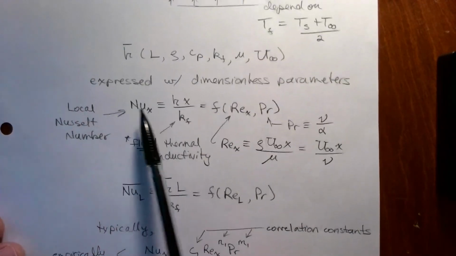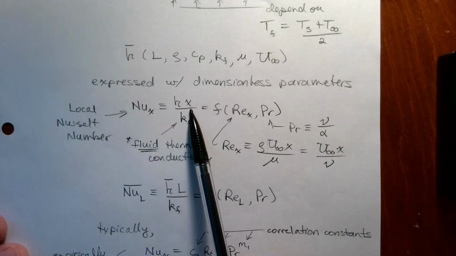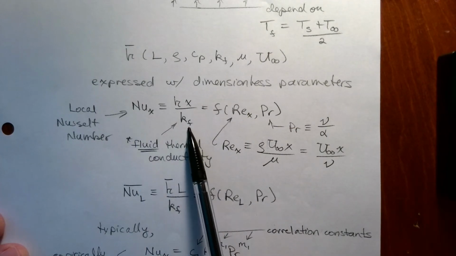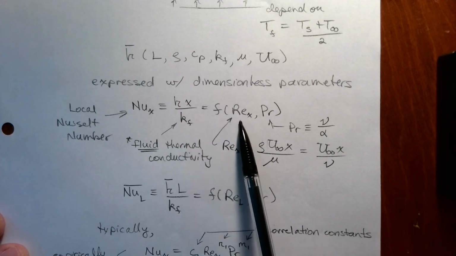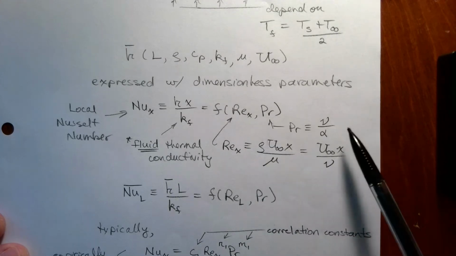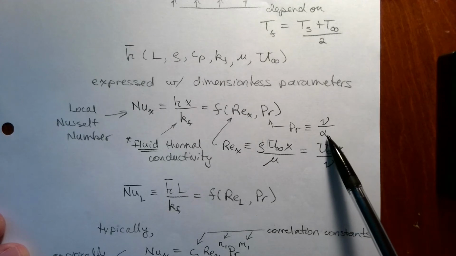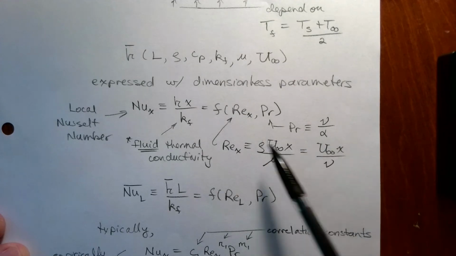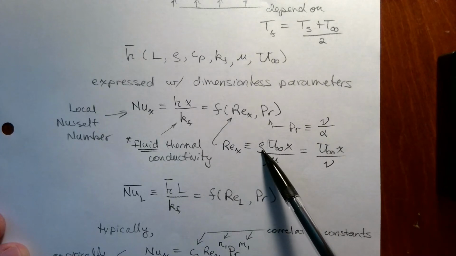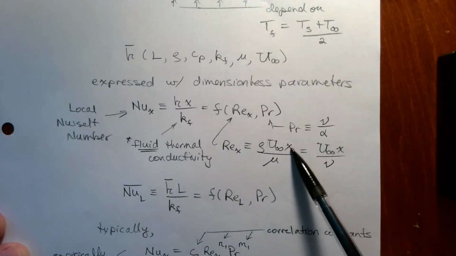And so what we're going to do is say the dimensionless h is actually the Nusselt number, defined as hx over k. That's k of the fluid. It turns out that it's only going to depend on the Reynolds number and a Prandtl number. The Prandtl number is the ratio of the diffusivities, momentum diffusivity, or kinematic viscosity, relative to the thermal diffusivity. And you remember the Reynolds number, rho times the velocity times x over mu.